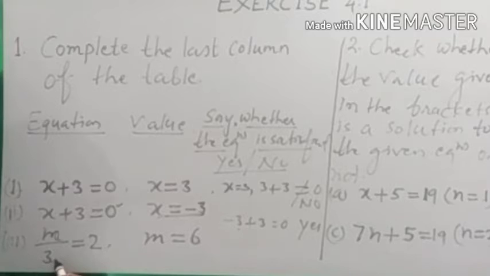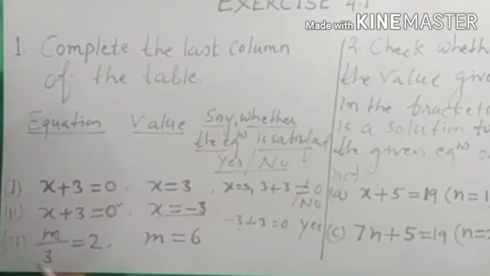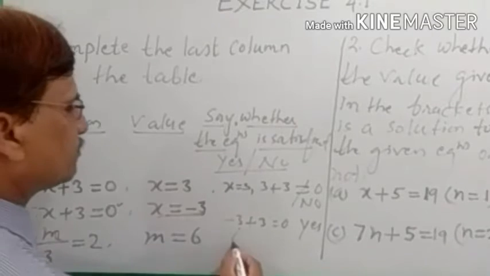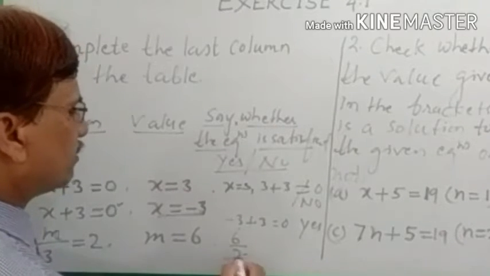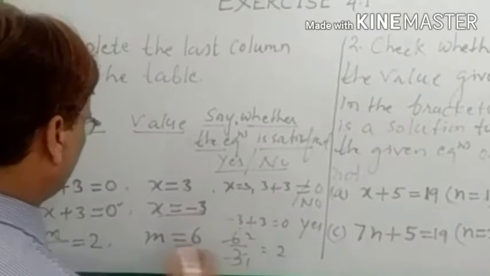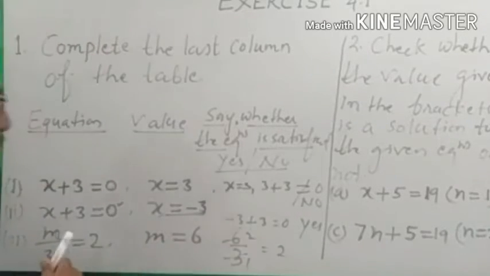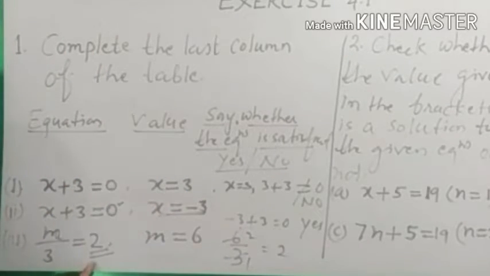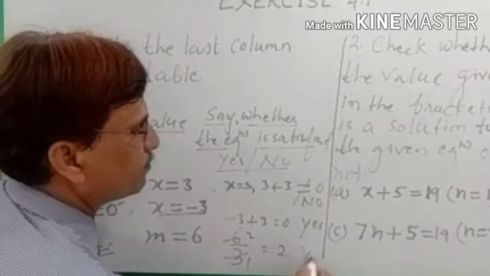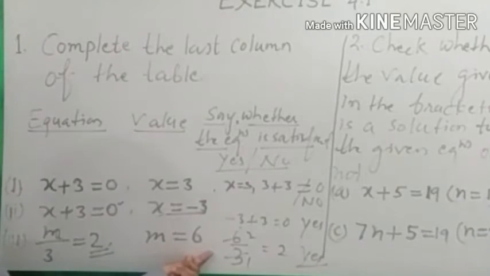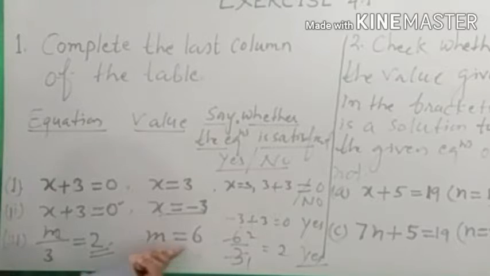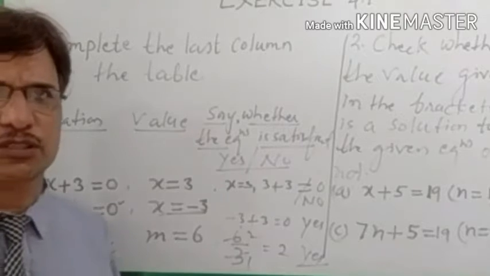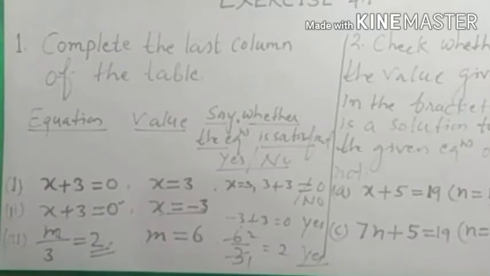Now question number third. m upon 3 is equal to 2. Here m is equal to 6. If we put the value of m, 6 upon 3, 3 twos are 6, so we get 2. Yes, m is equal to 6 will satisfy the equation. Students, you can do other questions same as these questions.